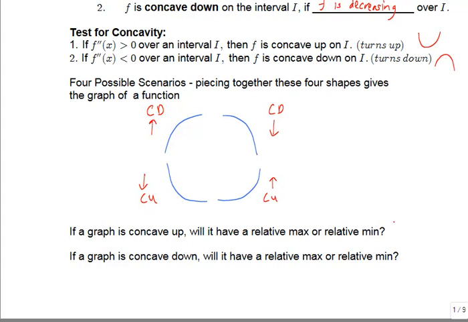Well, think about concave up. Concave up is this U shape, so that obviously has a relative min at the bottom. So if we are concave up, then we potentially are going to have a relative min. If your graph is concave down, that's that hill shape, so that is going to potentially have a relative max.